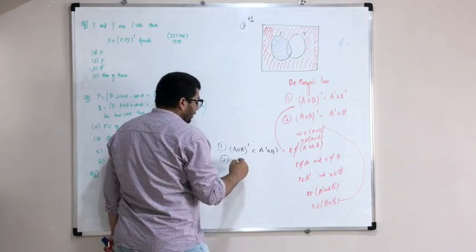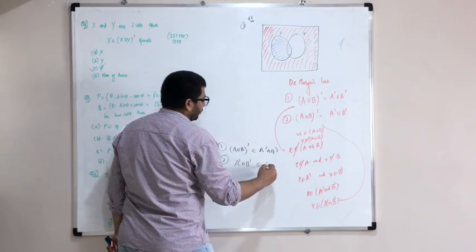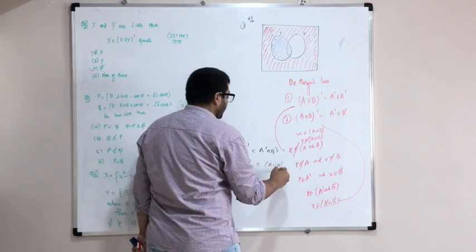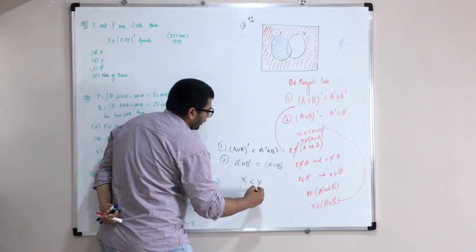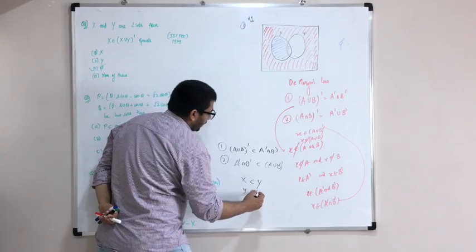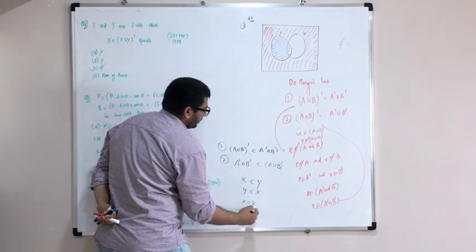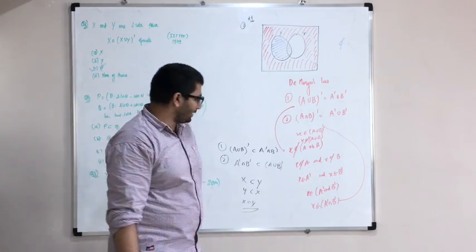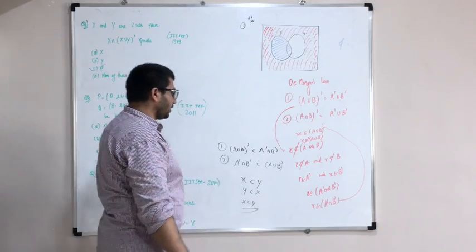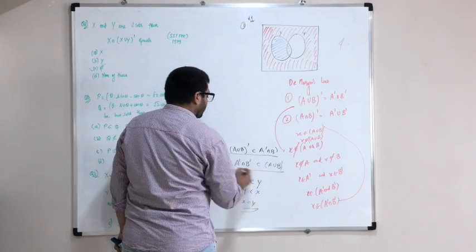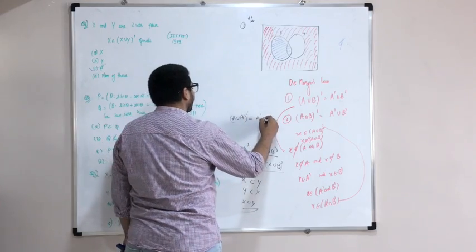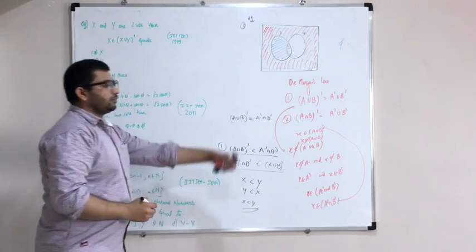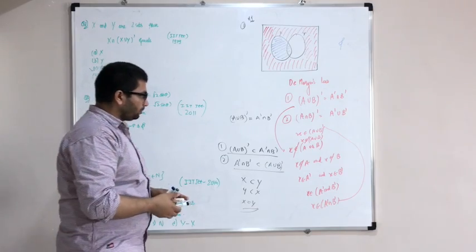Second result will be A complement intersection B complement is a subset of A union B complement. See, if X is a subset of Y and Y is a subset of X, then I can say X and Y are equal. So if you prove both of them are subsets of each other, then you can say A union B complement is A complement intersection B complement. Same way you can prove the second one also.